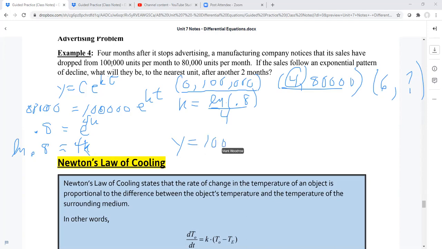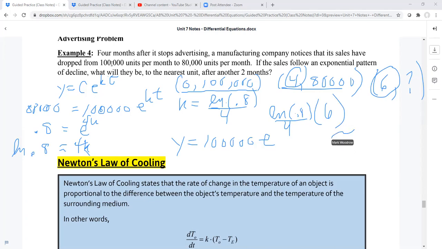All right, so then we can use our equation, y equals 100,000, because that was the initial, e to the kt, well, k is natural log of 0.8 over 4. And t is our variable. So we want to find when t is 6. So we put 6 in here, and you would type that whole thing into your calculator, and that's going to be the number of units. Now it does say round to the nearest unit, so you wouldn't have a decimal on that. But the formula is this right here, and this thing right there would stay a t, and that would be the formula you use for that one.